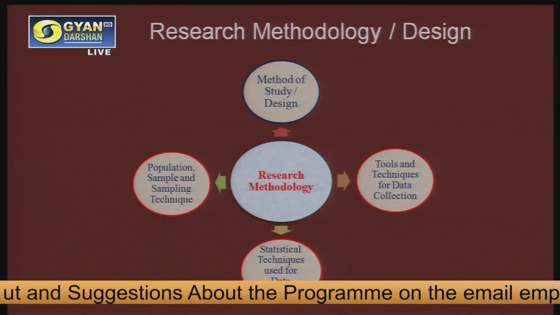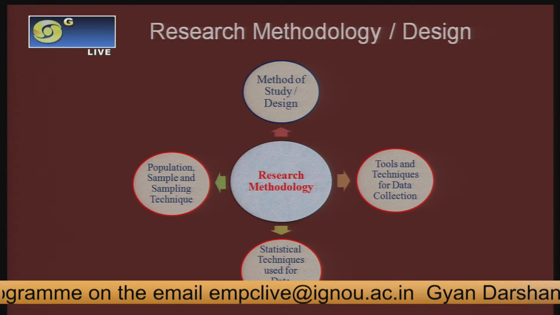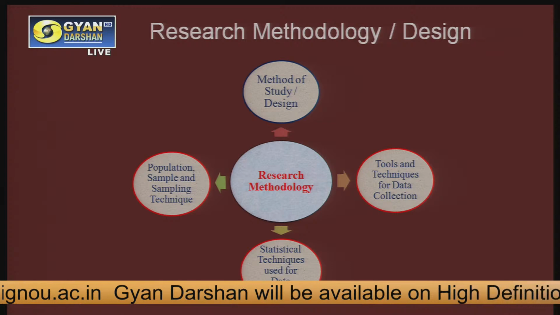And further, after providing treatment to the 2 groups, the control group as well as the experimental group, you have to compare their performance. On the basis of their performance, you can say whether the control group students or the experimental group students are doing better. In this way, you can conduct a type of experimental study. So this is the part of the methods of study or the design, that is, what particular method you will use for your study.